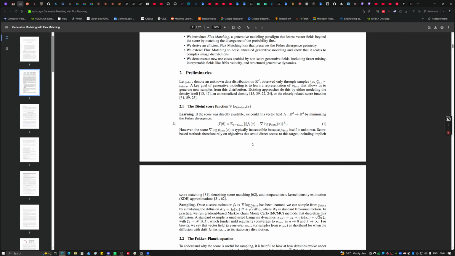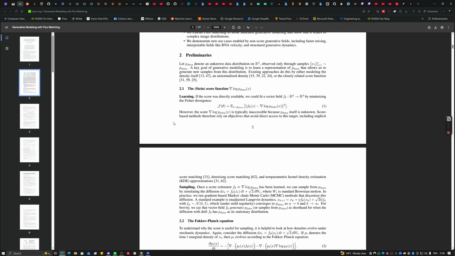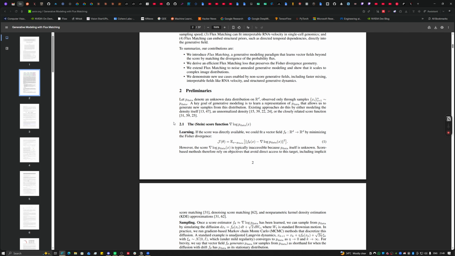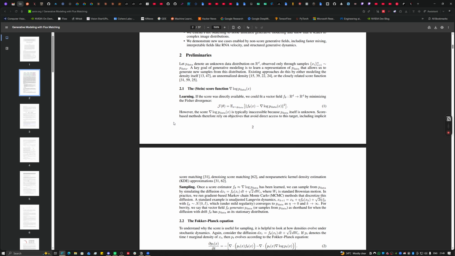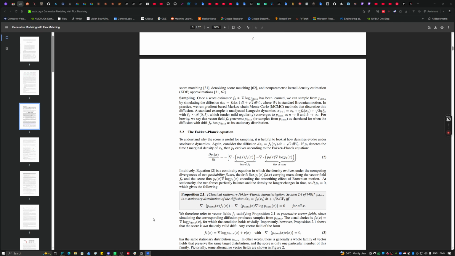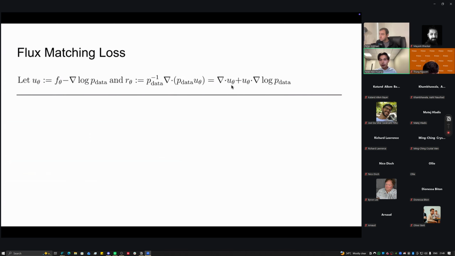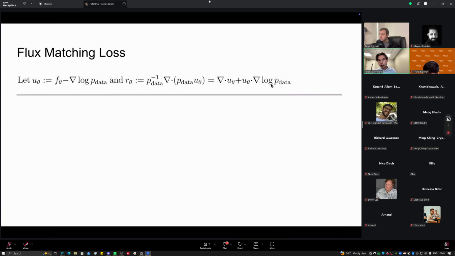So yeah, we'll start by defining two objects that are quite important. First is this U theta term, which is just the difference between our learned model F and the score function. And then we also define R theta, which is this term here. R theta is also known as the Langevin-Stein operator on U theta, which is just the divergence of U plus the dot of U with the score function.